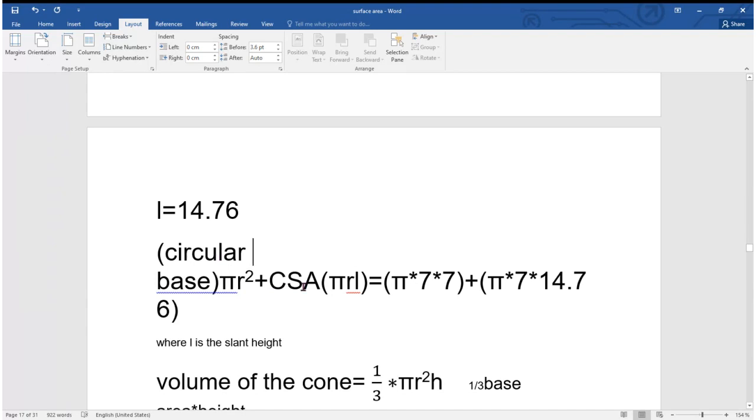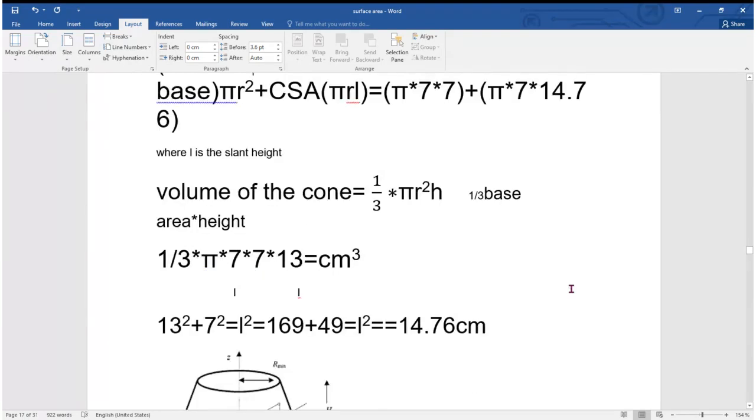Now, finding the volume of the cone is a very easy thing. It is a third base area times the height. Base is circular, so you have a third pi r squared times the height. Okay, a third pi r squared, and then you multiply by the height. And then you get your answer in cubic units.